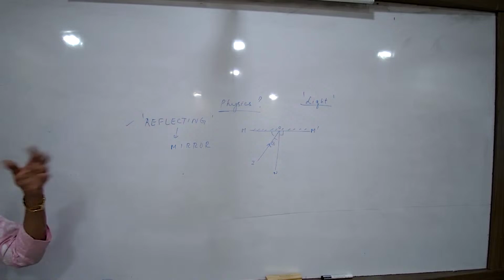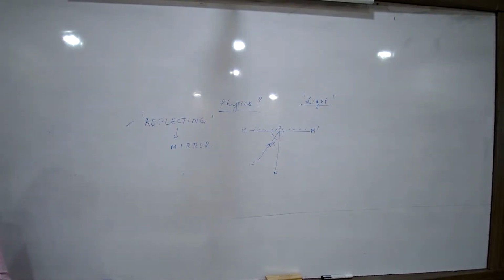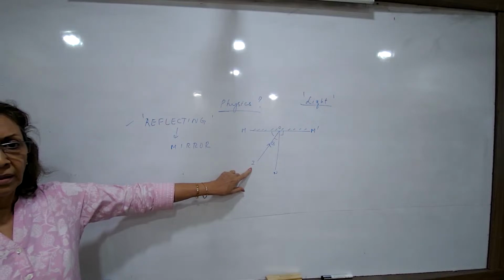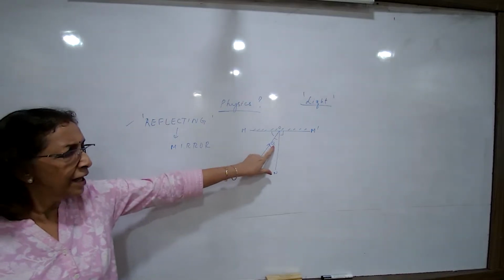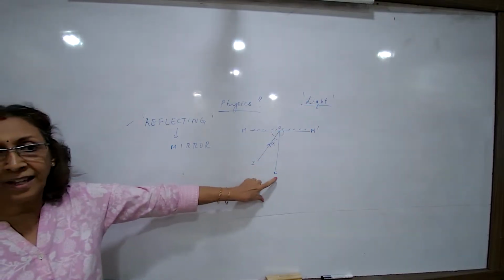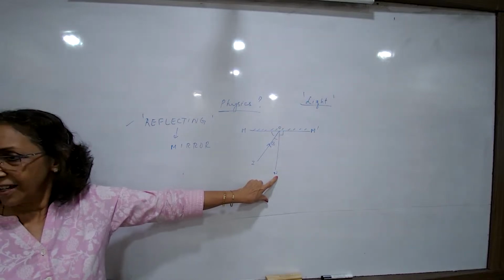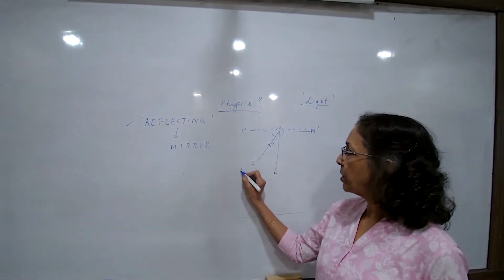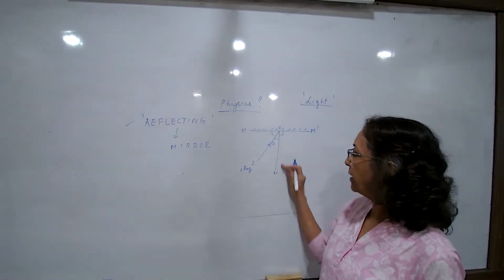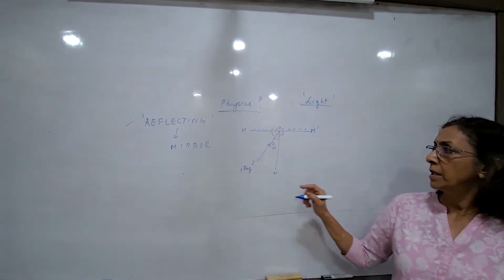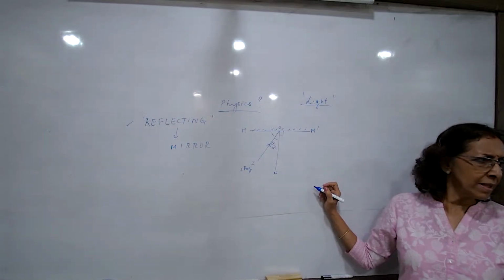Now you know it. I put it up on the board. The angle of incidence is the angle formed between the incident ray and the normal. Okay? Now let us say this is 40 degrees. What will be the angle between the mirror and the incident ray? Obviously 90 minus 40. Everybody knows.